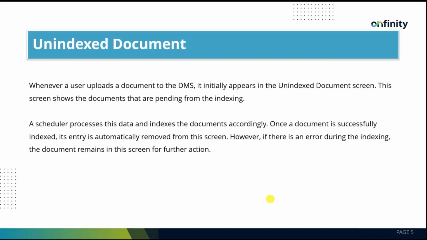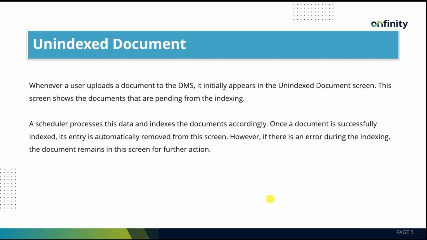Moving to the next screen named Unindexed Document screen. Whenever a user uploads a document to the DMS, it initially appears in the Unindexed Document screen. This screen shows the documents that are pending indexing. A scheduler processes this data and indexes the documents accordingly. Once a document is successfully indexed, its entry is automatically removed from this screen. However, if there is an error during the indexing, the document remains in this screen for further action.